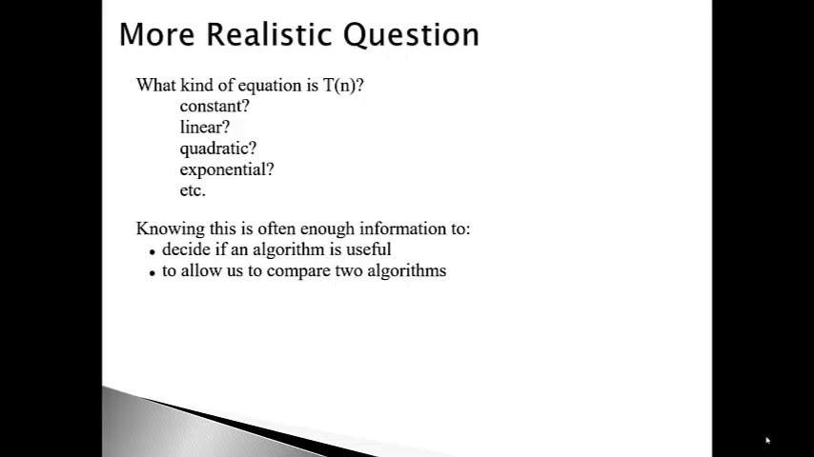So we typically describe an algorithm in terms of what kind of equation T(n) is. Is it a constant time? Would an algorithm run in basically the same amount of time if we had a small number of elements as it would for a large number of elements? Is the equation linear? Is it quadratic? Is it exponential? Knowing what type of equation T(n) is is enough information to decide if an algorithm is useful, if it's going to scale with a larger input, and it will allow us to compare two different algorithms.